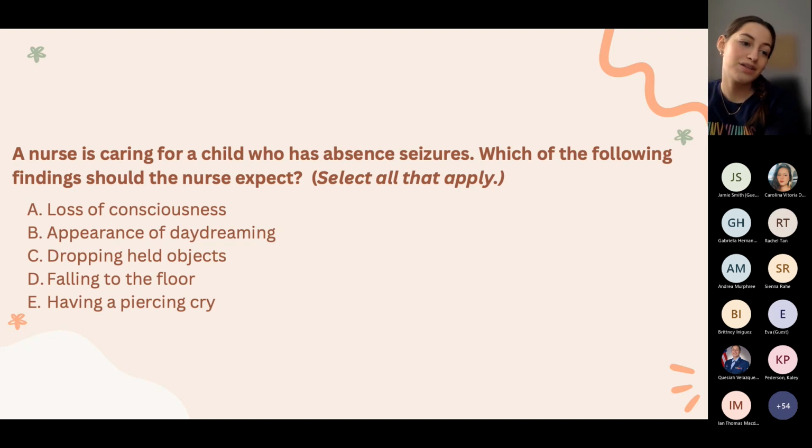All right. So the correct answer for this one is A, B, and C. So these are all things that we're going to see with an absence seizure. D and E are going to be things that you would see with a tonic-clonic seizure. So really good job, you guys.